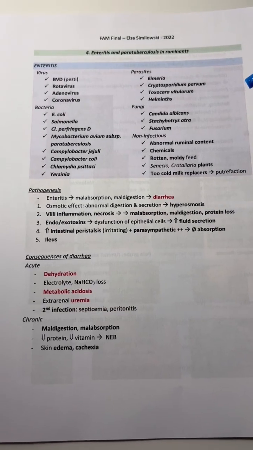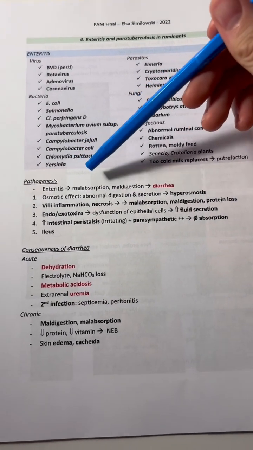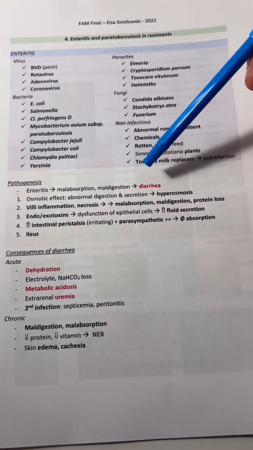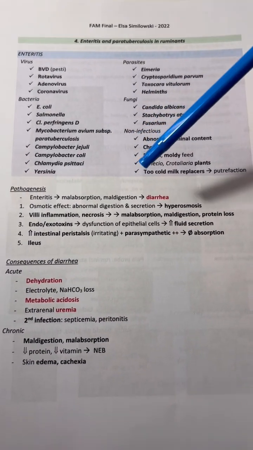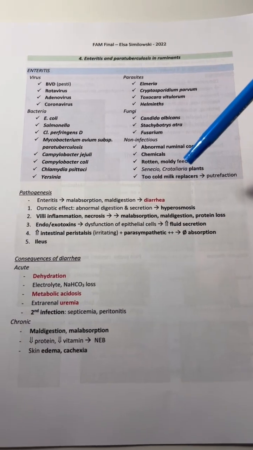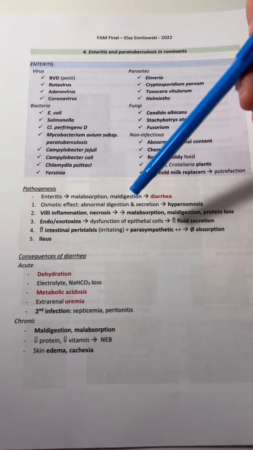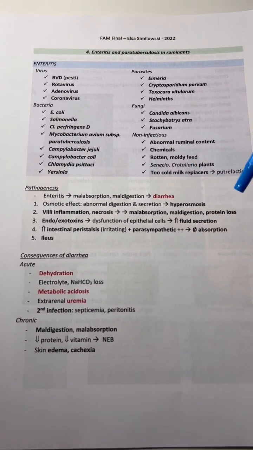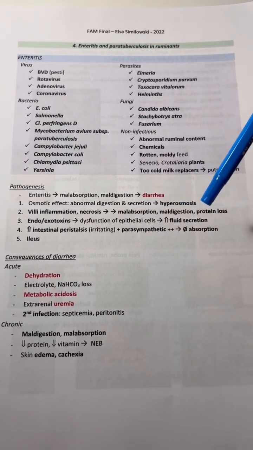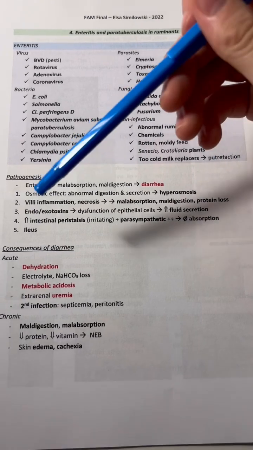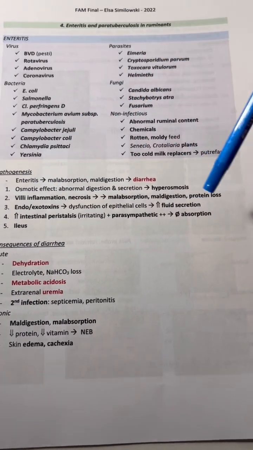For the pathogenesis, enteritis leads to malabsorption and maldigestion, which causes diarrhea. The osmotic effect is when abnormal digestion and secretion leads to hyperosmosis. Inflammation and necrosis can also lead to malabsorption, maldigestion, and protein loss. And endotoxins cause an increase of fluid secretion, and a high increase of intestinal peristalsis means there's not enough absorption.